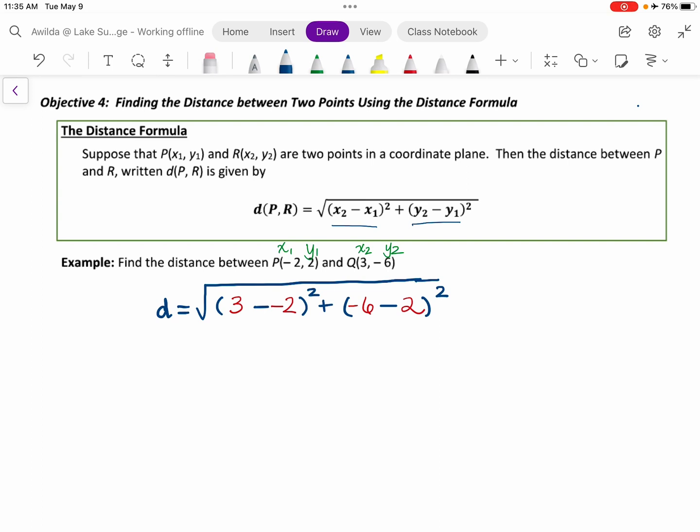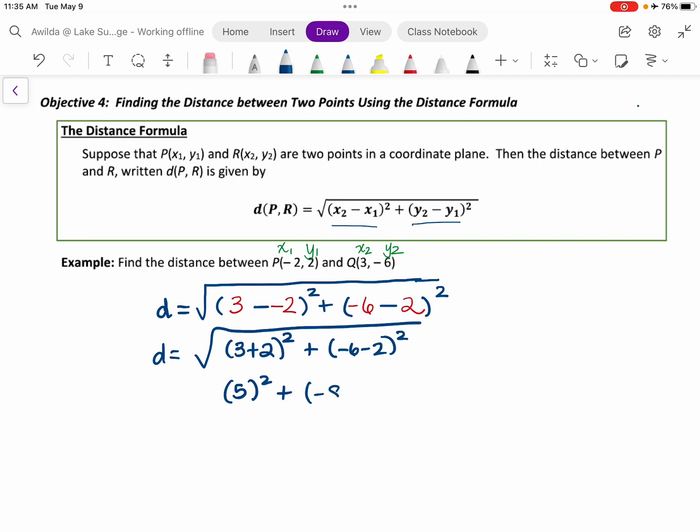Now that we have substituted correctly, let's clean this up. First of all, in the first set of parentheses, this is going to become a 3 plus 2. In the second set of parentheses, we have -6 minus 2. Three plus 2 is, of course, 5. -6 minus 2 is going to be a -8. Remember that you have to follow the order of operations, so you have to simplify within the parentheses first.